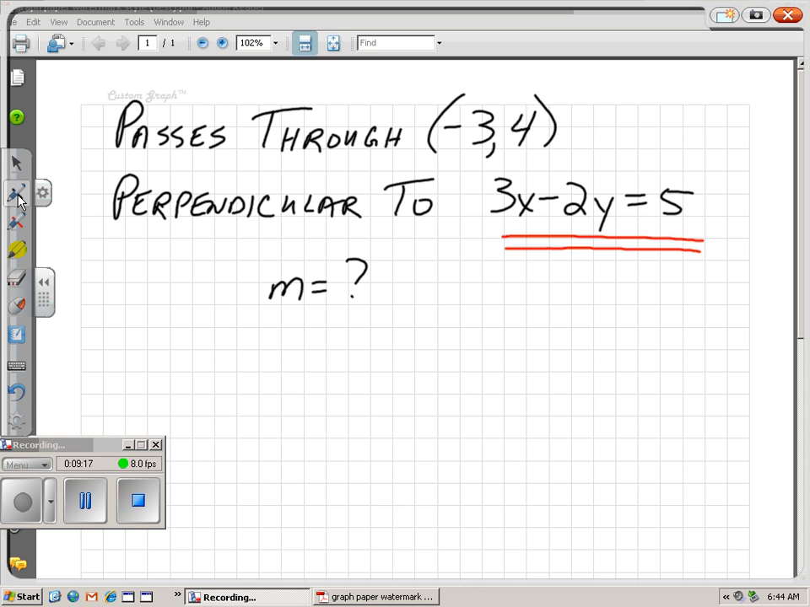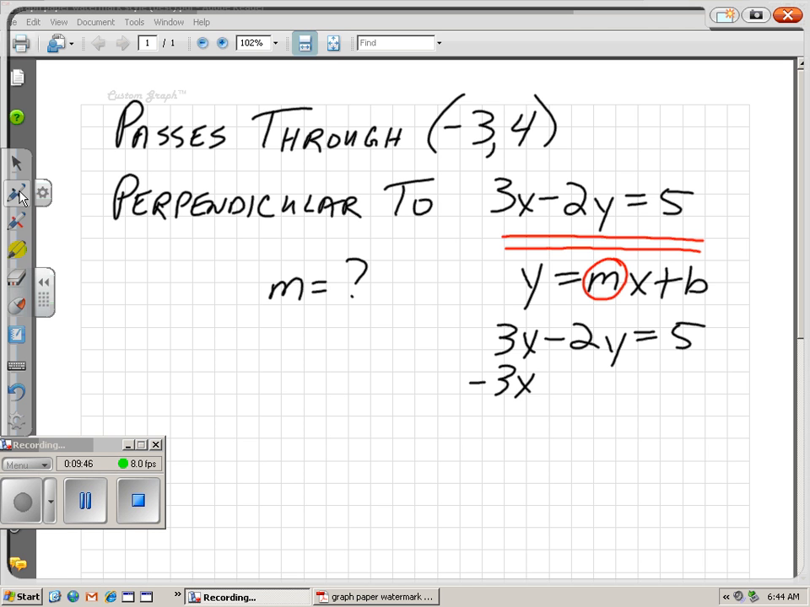Okay? Before I can figure out what my slope is, I need to know what their slope is. And their equation's not in slope-intercept form. So we need to reorganize it so that it looks like y equals mx plus b. Because if I put it in that order, then I know where my slope is. So let's reorganize their equation: 3x minus 2y equals 5. Let's get that y alone, okay?